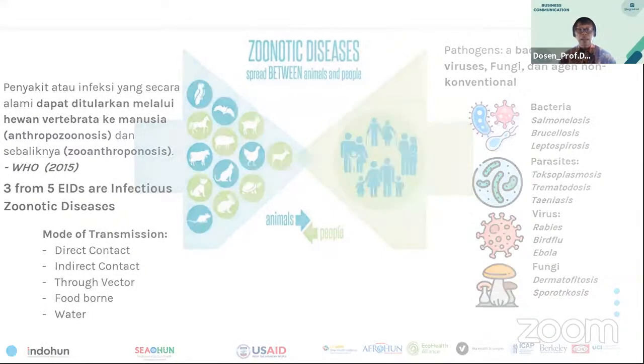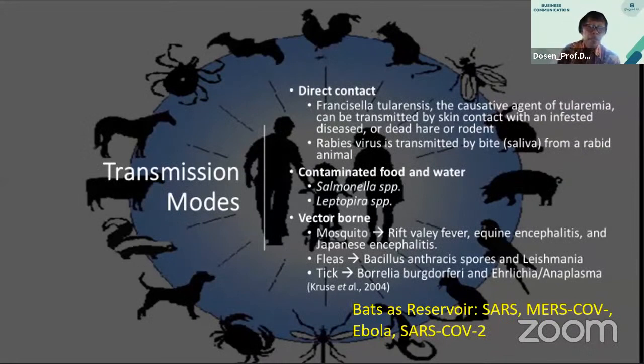Okay. How does the disease transmit from animal to human? We call it spillover transmission mode. There is direct contact, which I mentioned before, with many different diseases over the last many years, like tularensis and many other diseases, and rabies from saliva. This is direct contact.